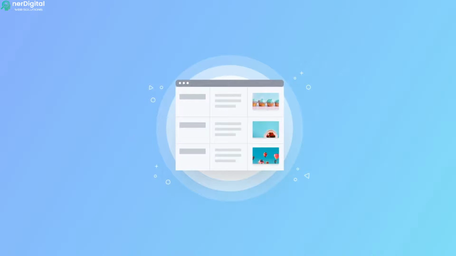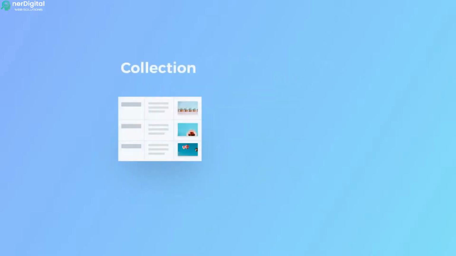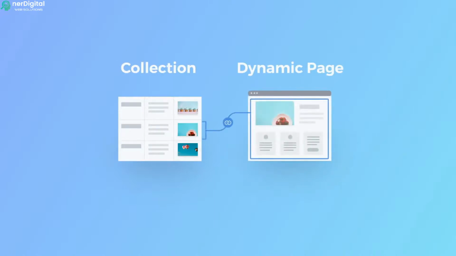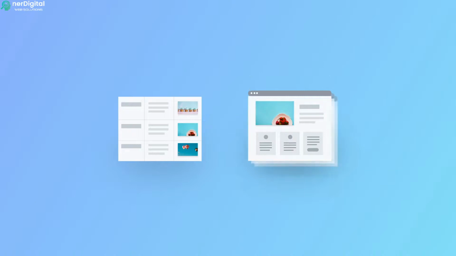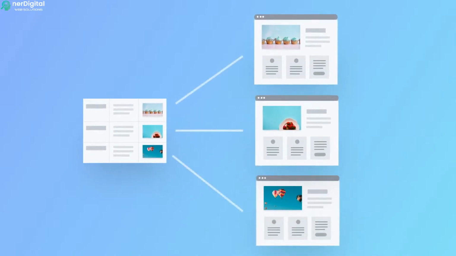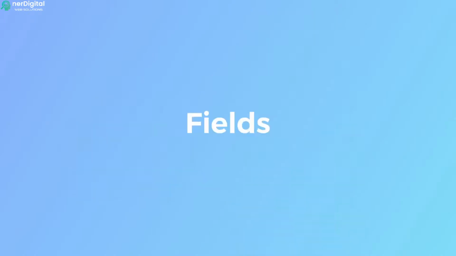Collections are structured data where you store content to display on your site. Connect them to a dynamic page to create multiple pages with real estate listings, recipes, portfolios, and more. In these collections, each row represents a different page. Each column represents a different field.